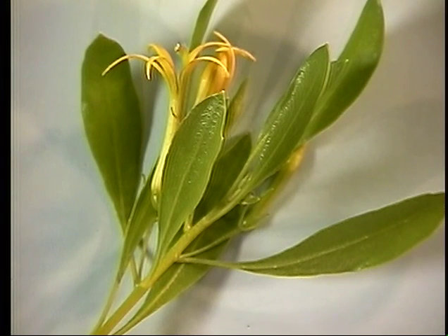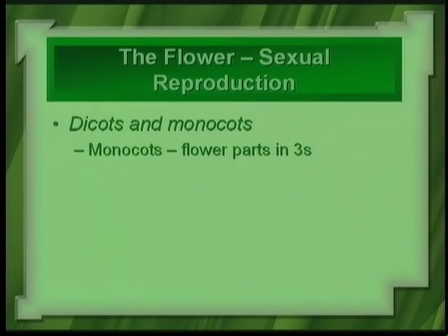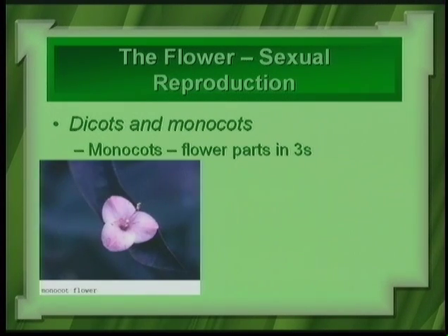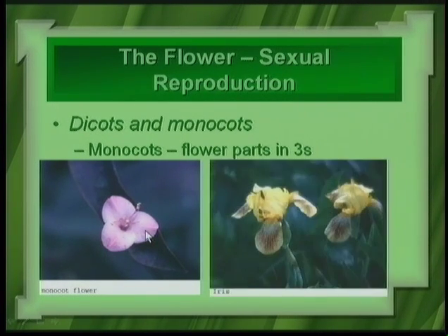Next, if we go back to the slides, we can see that monocots tend to have floral parts in 3s. So dicots have floral parts in 4s or 5s, and monocots have floral parts in 3s. Here's one, very nice. You can see the 3 petals here, 1, 2, 3.